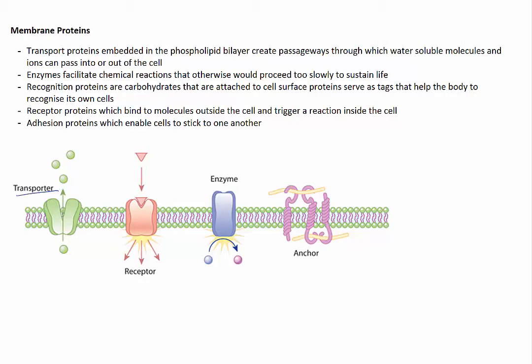Transport proteins, embedded in the phospholipid bilayer, create passageways through which water-soluble molecules and ions can pass into or out of the cell. An example is the rapid movement of ions across the membrane when a nerve is stimulated. And this causes a dramatic change in the electrical potential difference, which is the difference in positive and negative, across the membrane, and explains how the electrical charge of a nerve impulse is transmitted along nerve cells.